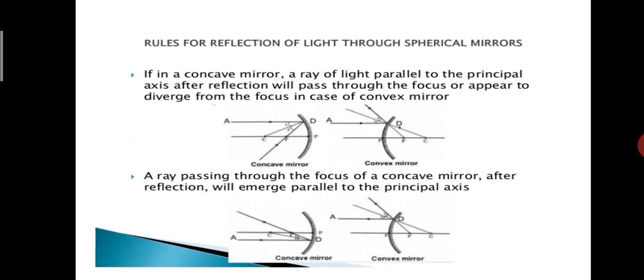Let us understand the rules for reflection of light through spherical mirrors. First, if in a concave mirror a ray of light parallel to the principal axis after reflection will pass through the focus, or appear to diverge from the focus in case of convex mirror. Second, a ray passing through the focus of a concave mirror after reflection will emerge parallel to the principal axis.